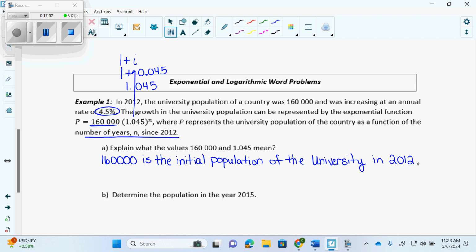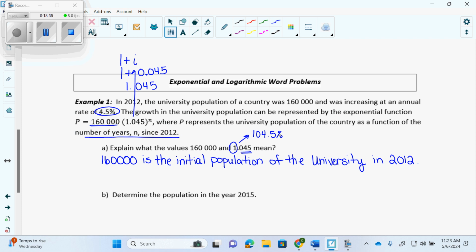It's going to get bigger because 0.045 is 4.5%. 1 is 100%, correct? 1 is 100%. So this 1 represents 100% and this 0.045 represents 4.5%. So I technically have 104.5%. Is that bigger than 100% or less than 100%? Bigger. So if what I'm doing here is growing, it's going to be more than 100%.